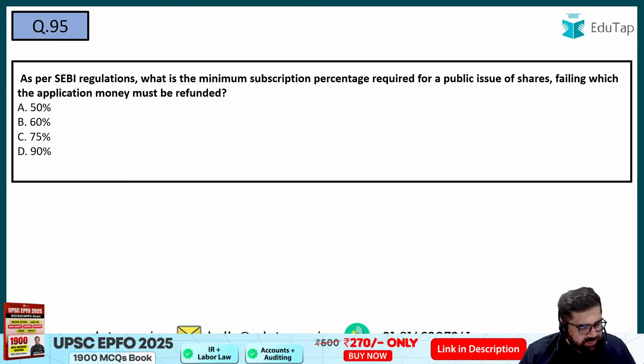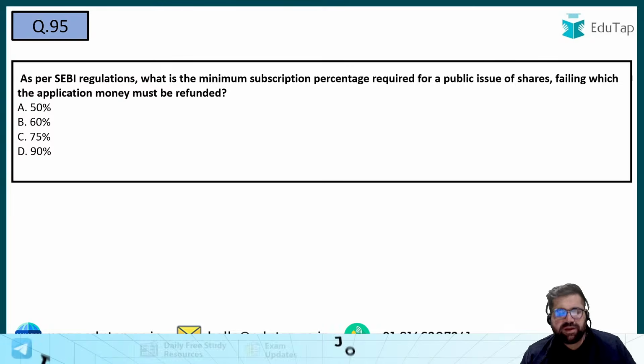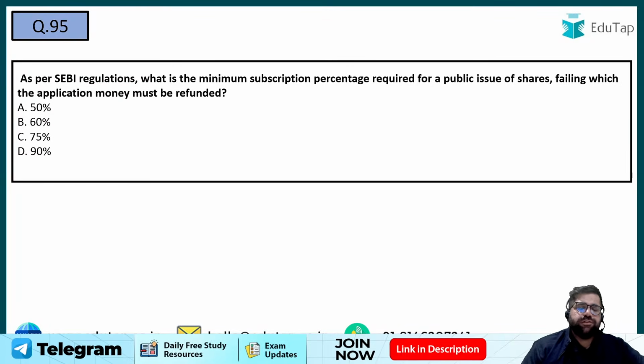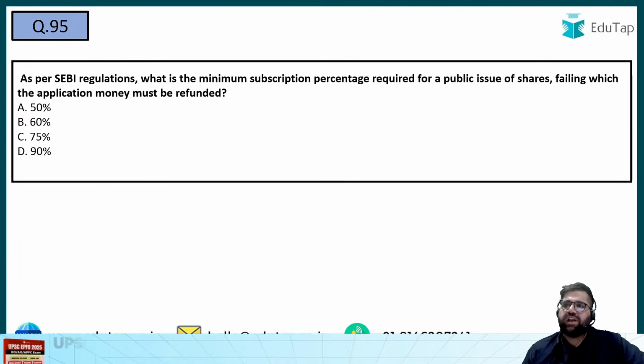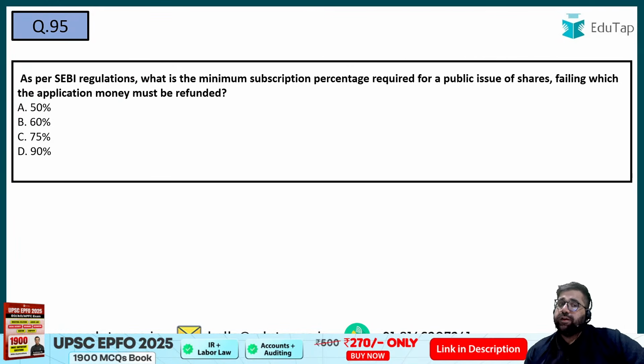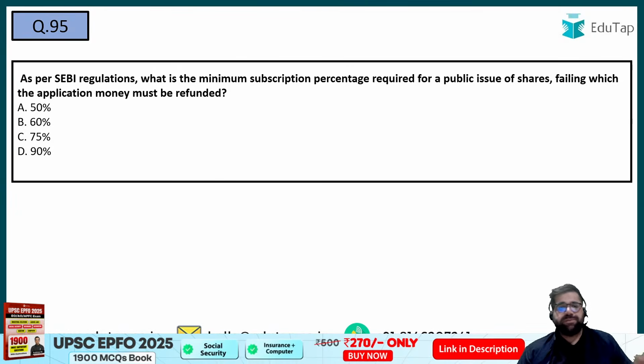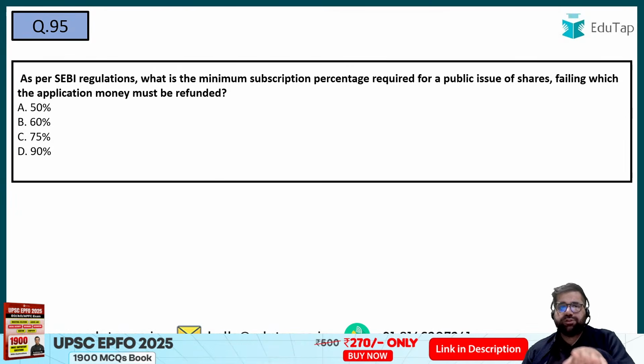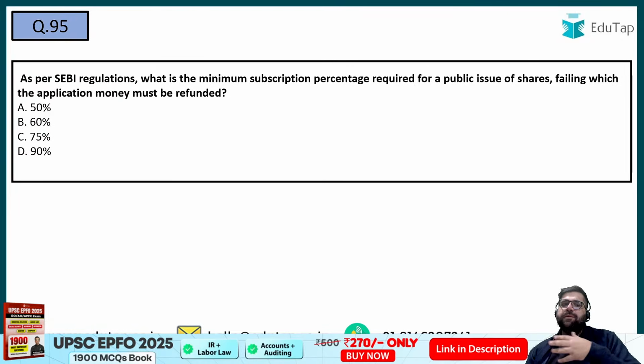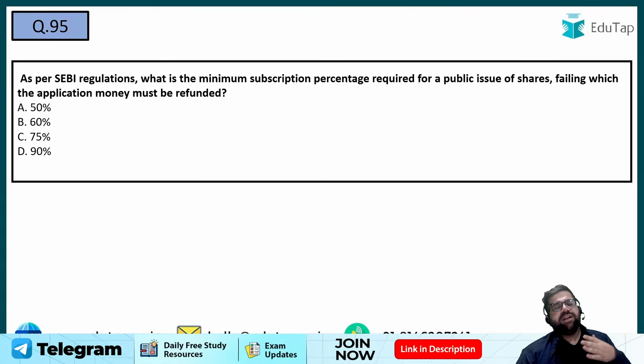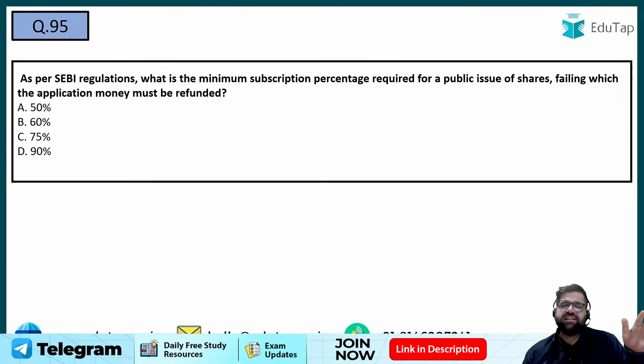Yes, very good Arjun, 5% minimum of face value. This is also correct. Question number 95. As per SEBI regulations, what is the minimum subscription percentage required for a public issue of shares, failing which the application money must be refunded? If I am issuing shares, how much minimum should I receive as a company so that I can move ahead with the issue of shares? Otherwise, I have to return it.